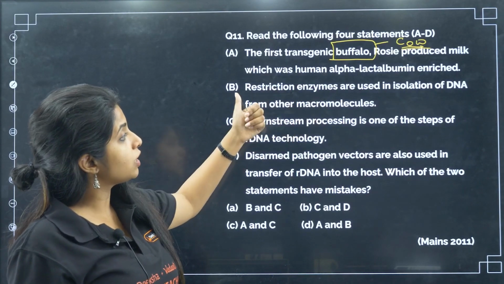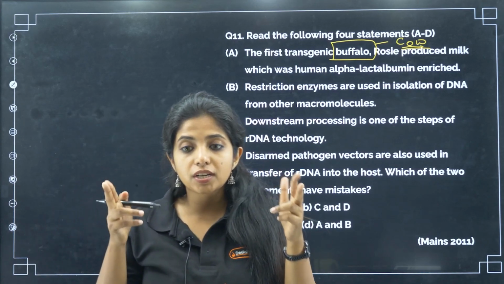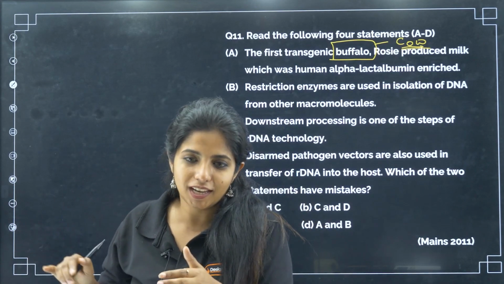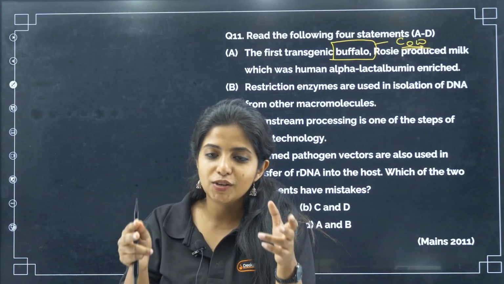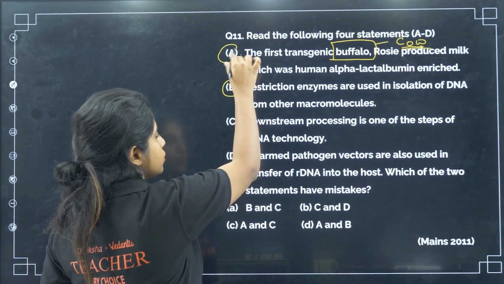Restriction enzymes are used in isolation of DNA from other macromolecules. When did people start using restriction enzyme for isolation of DNA? I thought it was just cutting the DNA strands and using it for genetic engineering, things like that. So again, this is also wrong. This is wrong, this is wrong.